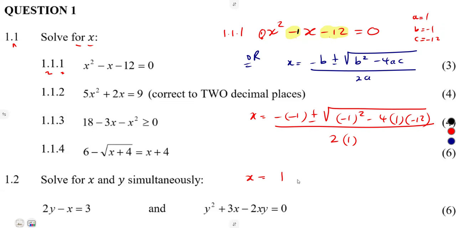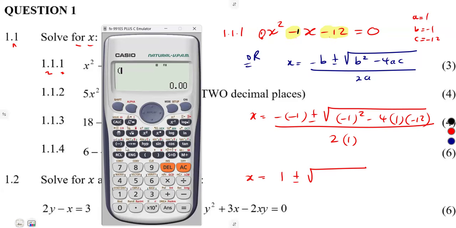So just write a 1 here, plus or minus the square root of, just try to simplify what is under the square root. All right, let me just bring my calculator back to the normal mode. All right, negative 1 squared minus 4 times 1 times a negative 12 like this.